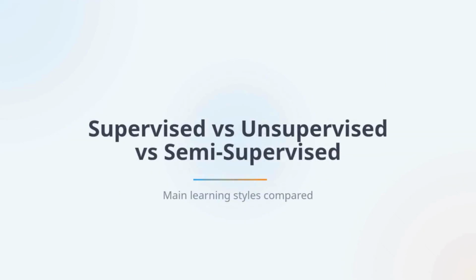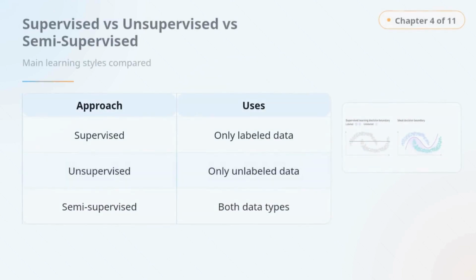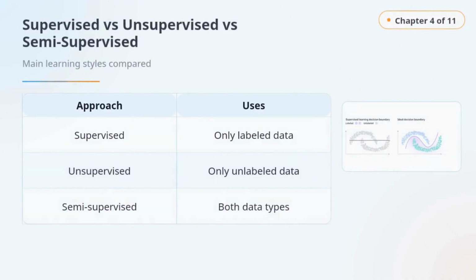Now let us look at this in a simple table format. Supervised vs unsupervised vs semi-supervised. Main learning styles compared. Here is the core comparison from the article. Supervised learning depends fully on labeled data. Unsupervised learning works without labels at all. Semi-supervised learning sits in the middle, using both. That middle ground is exactly what makes it valuable when labels are scarce, but unlabeled data is abundant.